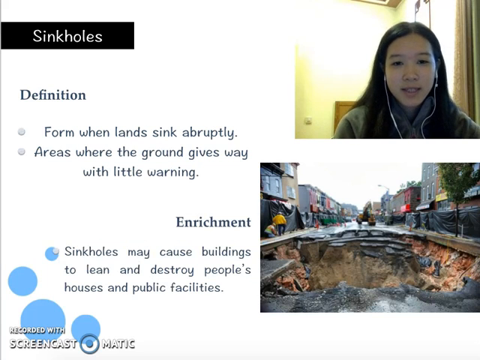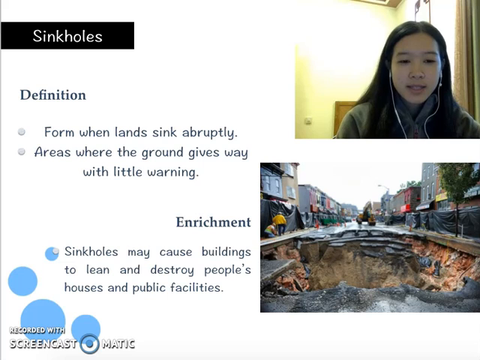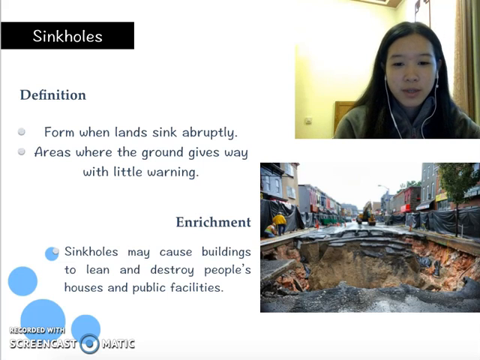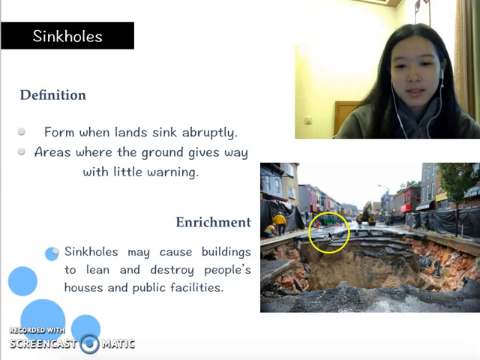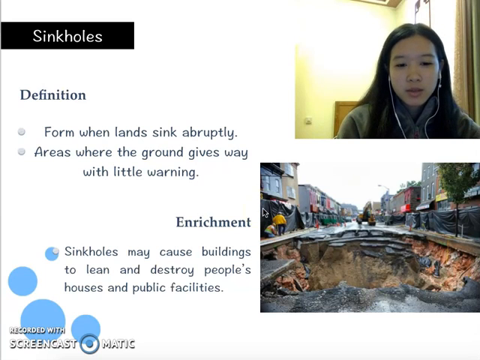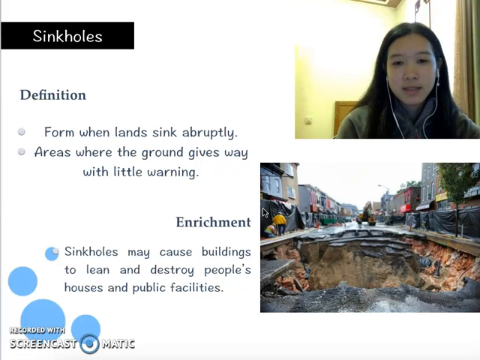Now let's look at sinkholes. Sinkholes form when land sinks abruptly, and sinkholes are areas where the ground gives way with little warning. So this picture here shows the aftermath of a sinkhole. This is the sinkhole here, and people are repairing the damage. Sinkholes may cause buildings to lean and destroy people's houses and also other public facilities.